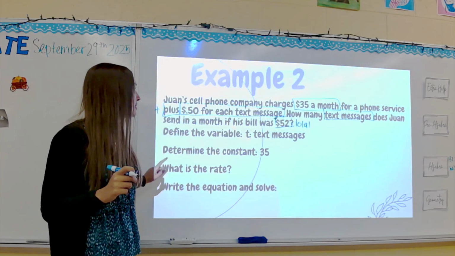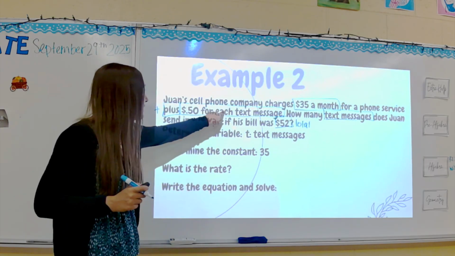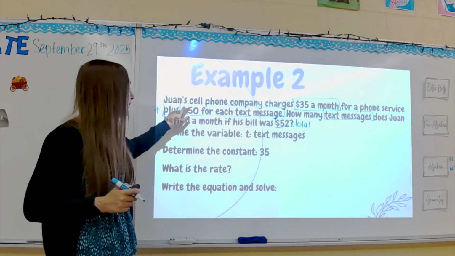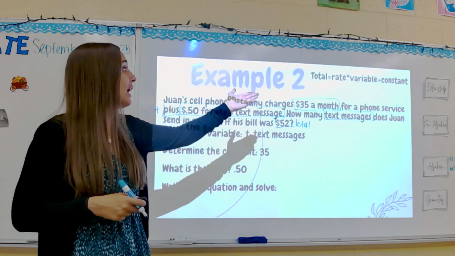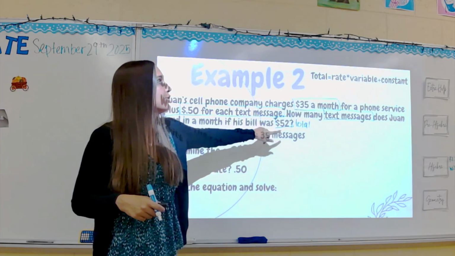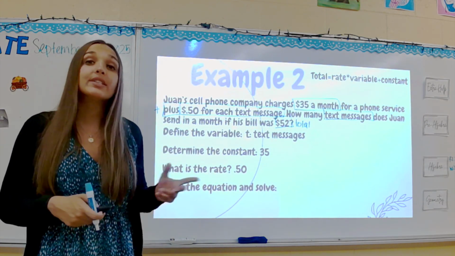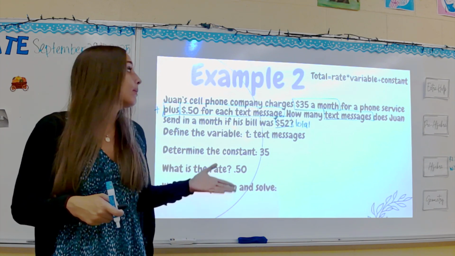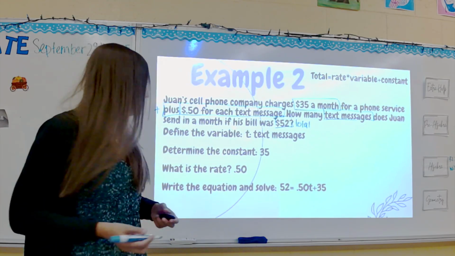What is the rate? The rate is where you see each. It's going to be attached to the text messages. So I see each text message. So that's going to be 50 cents. And then I want to plug it into my formula and solve. Well, I said the total is 52. So 52 equals our rate, which is 50 cents, times our variable, which is T, plus our constant, which is 35. And then I'm going to solve this problem.